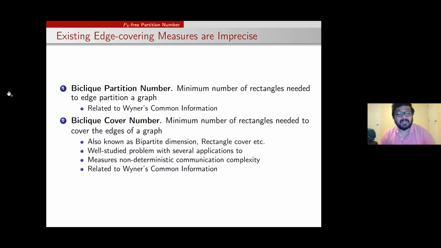Biclique cover number, on the other hand, is significantly well studied. However, it is completely unrelated to what we are studying. Okay, any questions at this point? Otherwise, we'll move to results now.